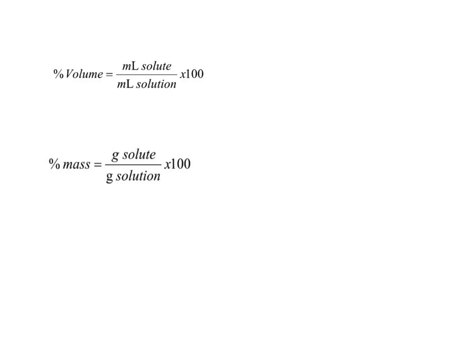There's a couple of ways of using percent for measuring concentration. For percent by volume, you would take the volume of the solute, the stuff getting dissolved, divided by the volume of the solution, and times 100 makes it a percent. Or you could do a percent by mass, and then you'll use the grams of solute and grams of solution. So there's just a couple of different ways to do it.